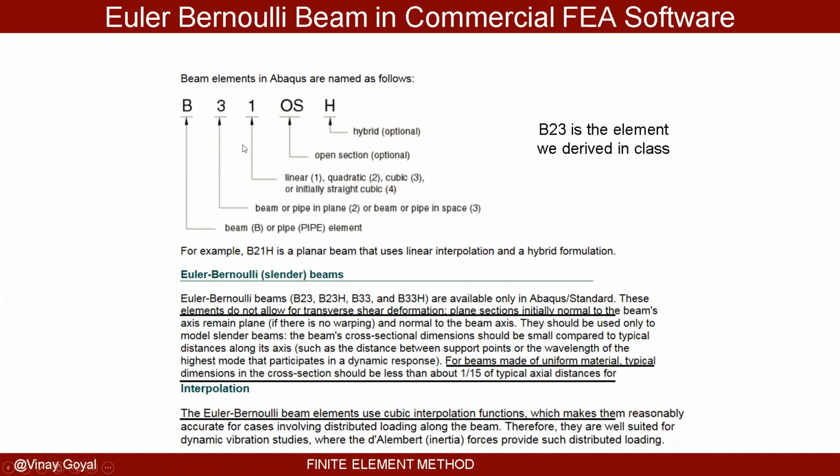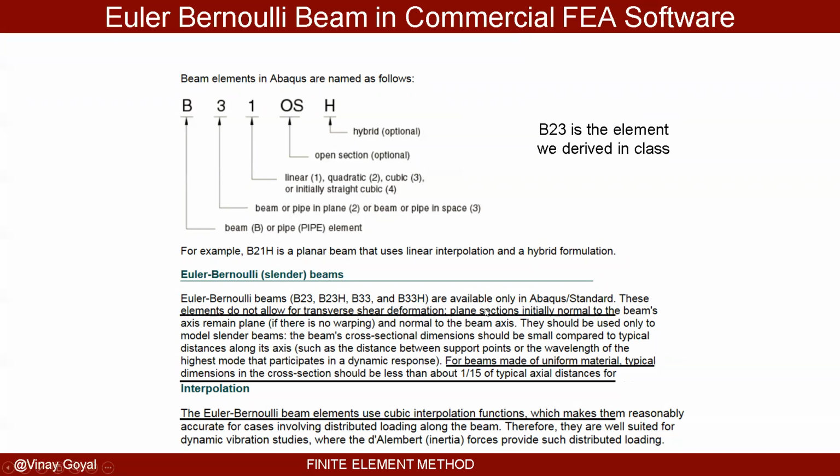And then here, 1 represents a linear element. In the class, we're deriving 3 there. So there's a 3 here, and that 3 represents a cubic element. That's what that means. Okay, so the element we derive is B23.